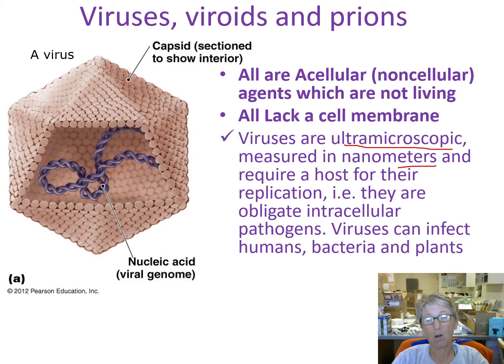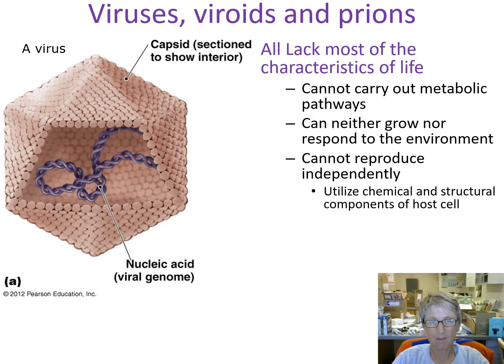They require a host for replication. That means they require a host cell. For example, in the case of the coronavirus, the host would be one of your respiratory epithelial cells. They get inside that, then they can replicate. They can make more of themselves. This means that they are obligate intracellular pathogens. So they are obligated to use your cells to make more of themselves. Viruses in general can infect humans, bacteria, and plants.